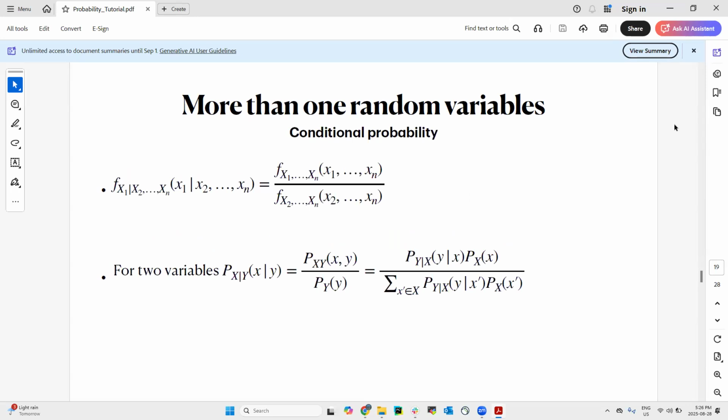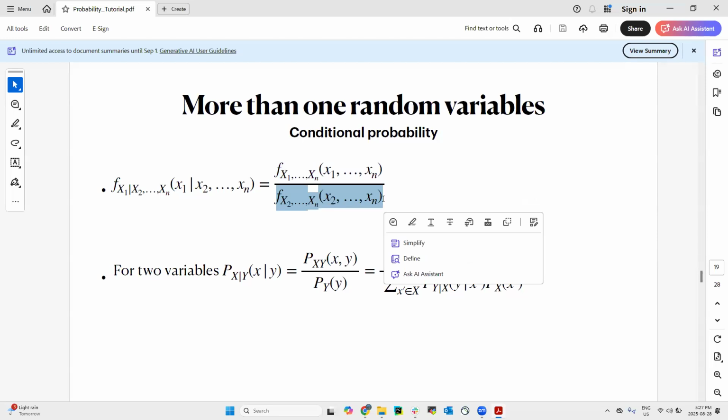Similar to the case of two random variables, we can also define conditional probability for n random variables. It's the probability of x1 given all the other random variables. Essentially, in the numerator, you have the joint probability of everything. But this time in the denominator, you have the joint probability of everything but the variable that you're interested in. If you think about it, it's as if you just don't care about x1 and you just see what is the probability that I see everything other than x1.